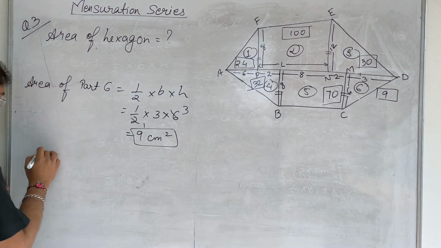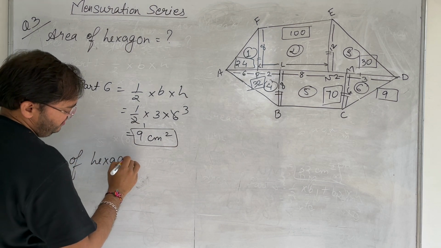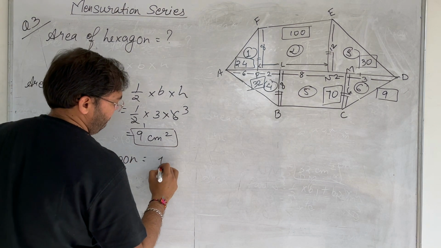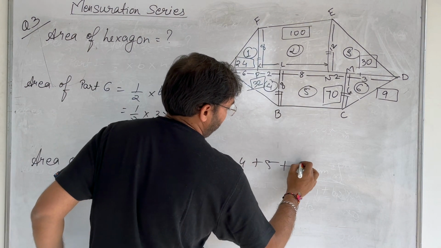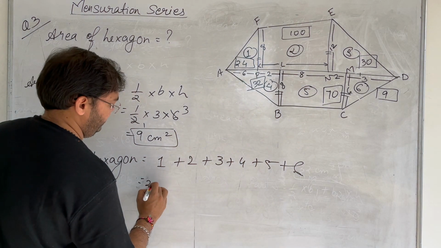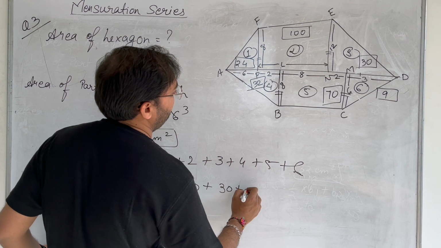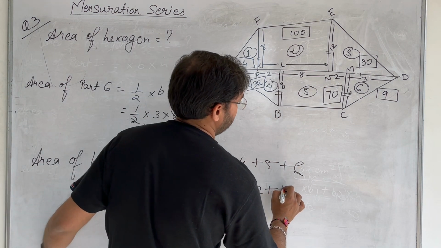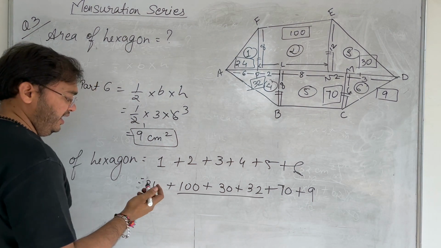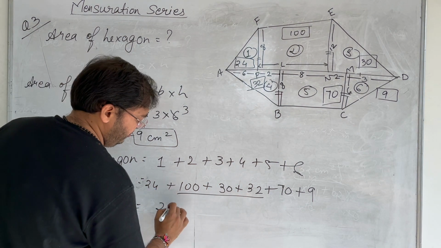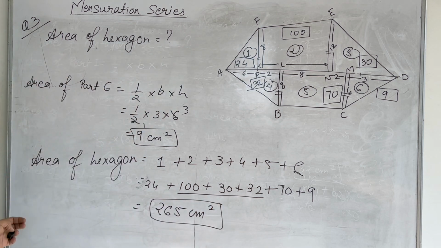Now if I want to find the area of the hexagon, area of hexagon equals part 1 plus part 2 plus part 3 plus part 4 plus 5 plus 6. Part 1 is 24 plus 100 plus 30 plus 32 plus 70 plus 9. So when we add up, we get 265 centimeter square, the area of the hexagon.